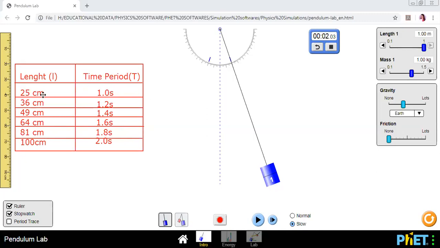You find that the length of the pendulum is increasing: 25, 36, 49, 64, 81. As I am increasing the length of the pendulum, what is happening to the time period? The time period is also increasing. So can you say me, class? I am waiting for this answer. Some of you have typed it as well. Can you say me the relation between L and T?